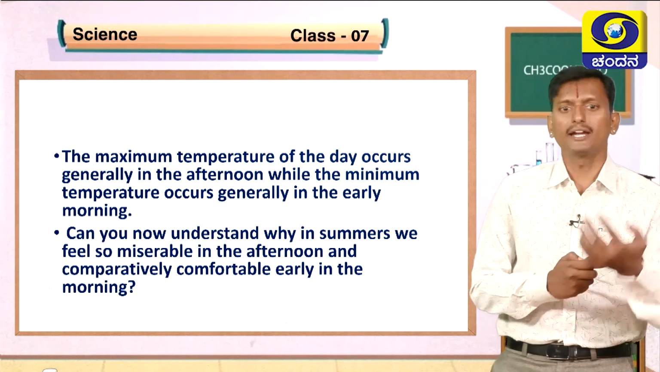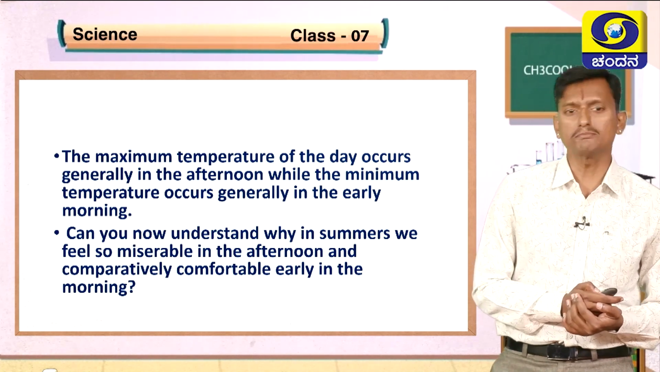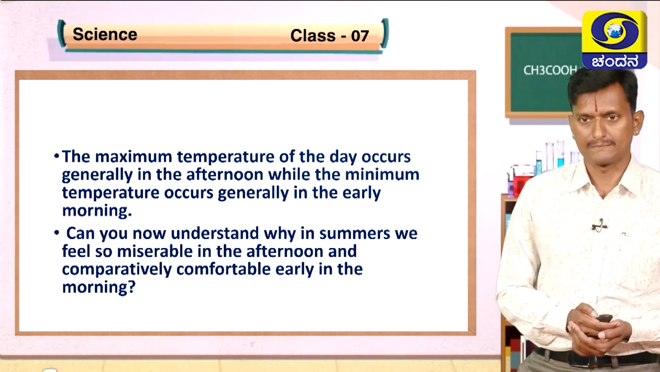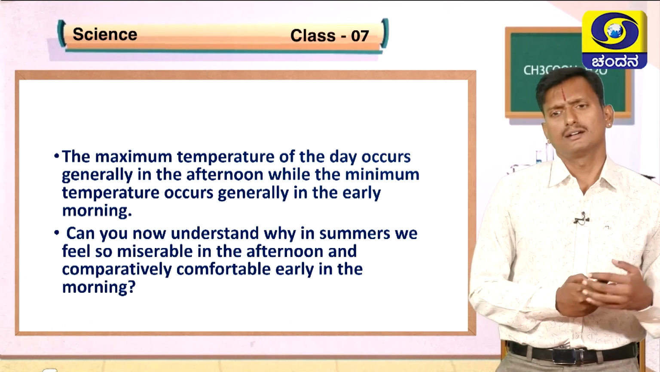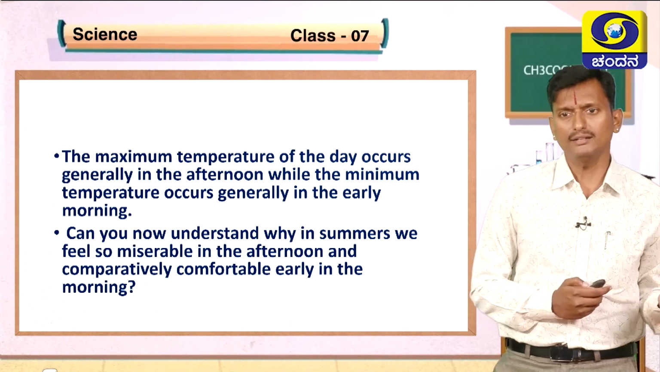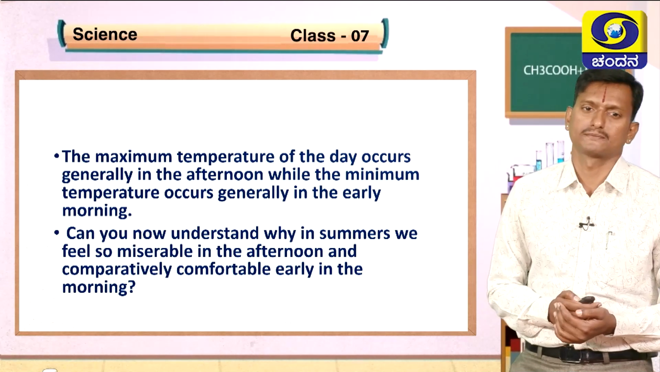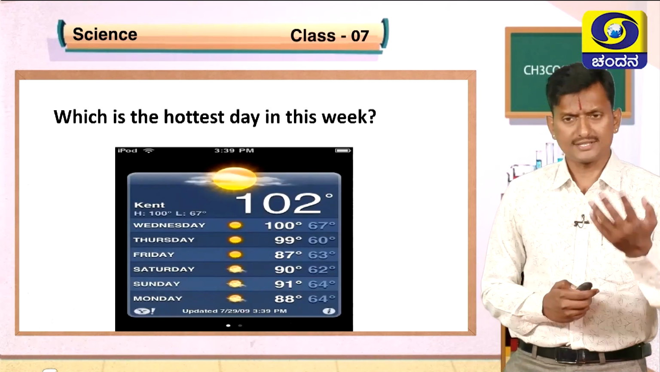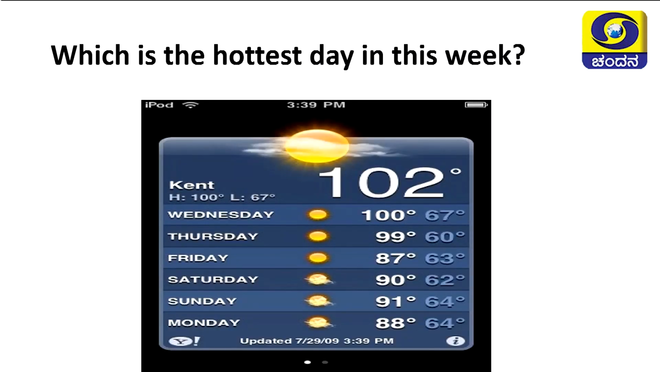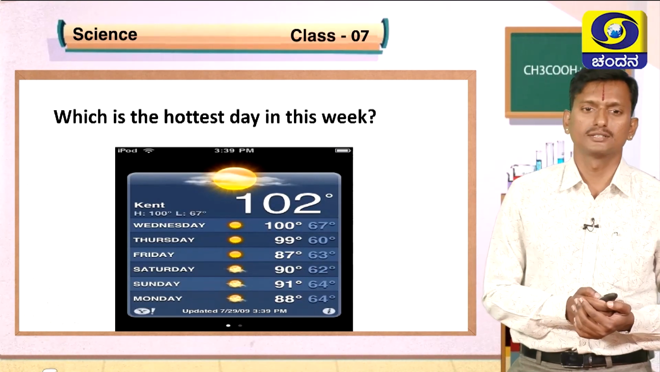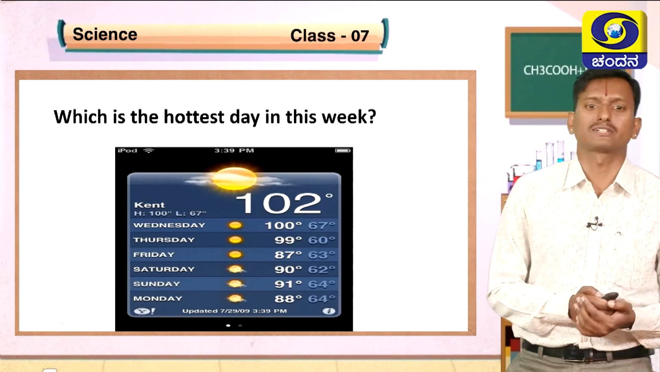Can you now understand why in summer we feel so miserable in the afternoon and comparatively comfortable early in the morning? Because in summer, in the afternoon there is more heat, we feel uncomfortable, but in the morning it is comfortable due to the lower temperature. Now, look at this chart, find out which is the hottest day in this week. Yes, it is Wednesday, because a temperature of 100 Fahrenheit is recorded there.